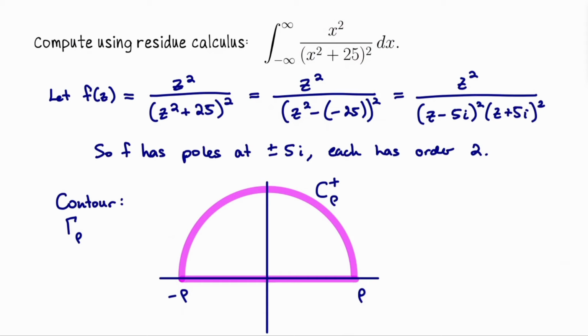As a preview, what will happen is that the component along the real axis as rho goes to infinity will give us the value of our integral, whereas the evaluation along the upper semicircle is going to vanish as rho goes to infinity, so that ultimately going around this contour is really just like going along the real axis, but using residue calculus, we can evaluate the integral around the contour. So that's the idea. As the radius rho goes to infinity, we are going to be enclosing the singularity at 5i. So we need to compute the residue at 5i.